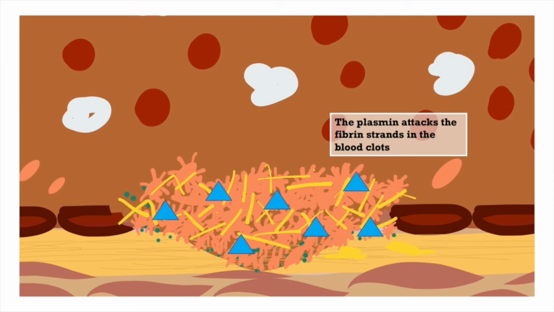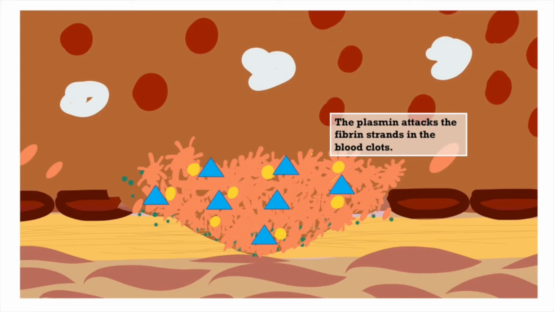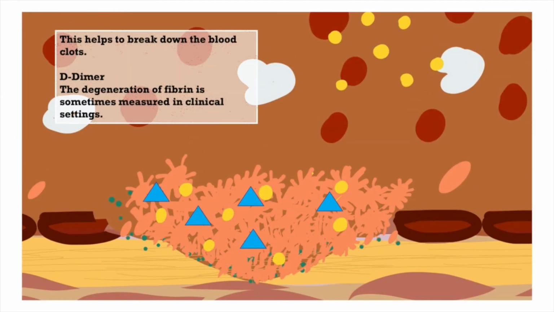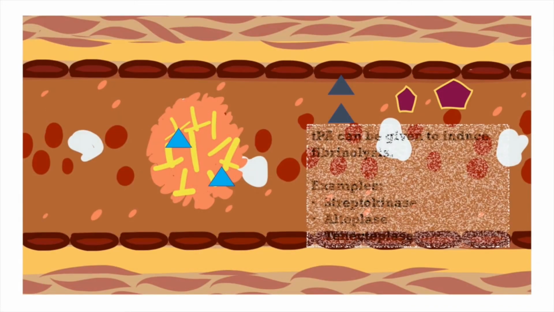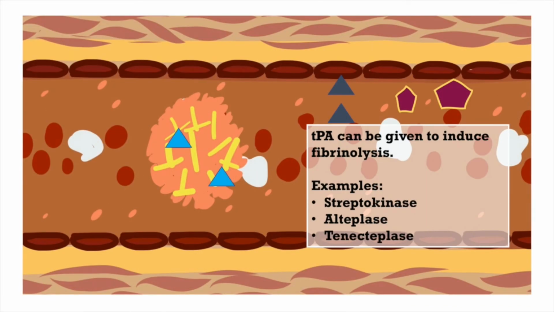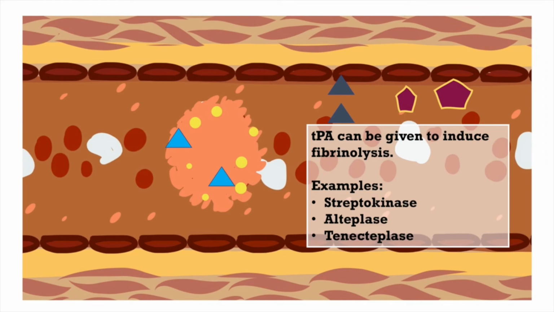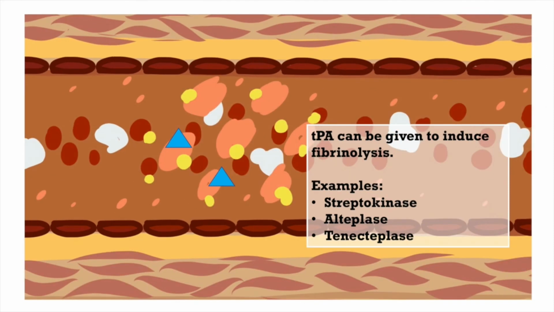To understand how the fibrin clot formation happens, watch the video on secondary hemostasis. Broken down fibrin fragments are known as D-dimers. This pathway is targeted when clots need to be broken down urgently in cases like myocardial infarction or ischemic stroke. So, examples of TPA include streptokinase, alteplase, tenecteplase.